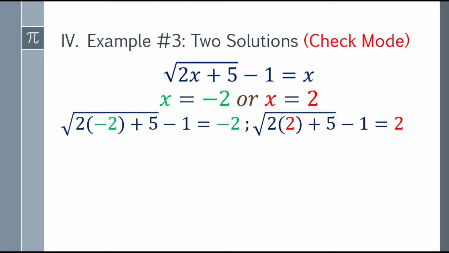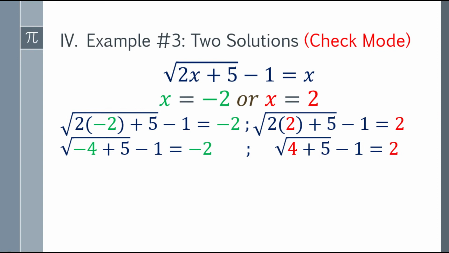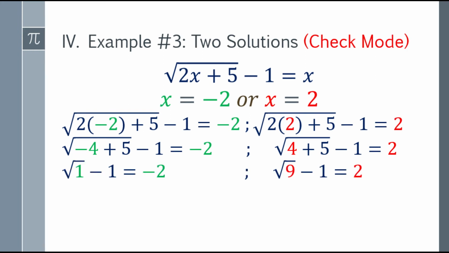Ngayon, simplify natin yung nasa loob ng square root. So, that will be the square root of negative 4 plus 5, yung nasa loob, minus 1 is equal to negative 2. At yung sa kabila naman, the square root of 4 plus 5 at minus 1 is equal to 2. Let's simplify further. So we have the square root of 1 tapos minus 1 is equal to negative 2. At yung sa right solution naman, that will be the square root of 9 minus 1 is equal to 2.